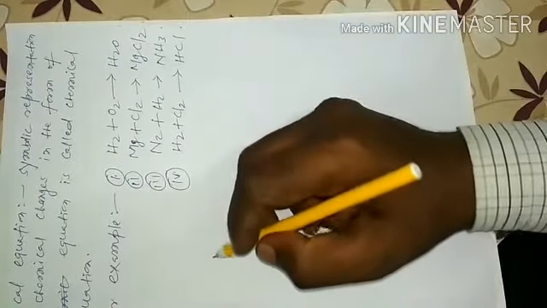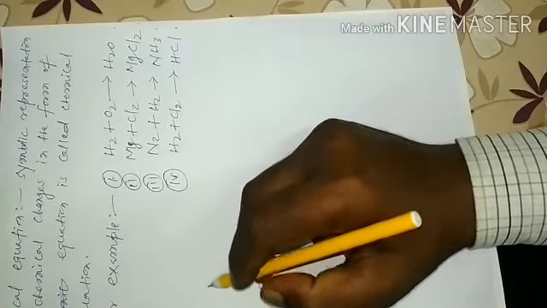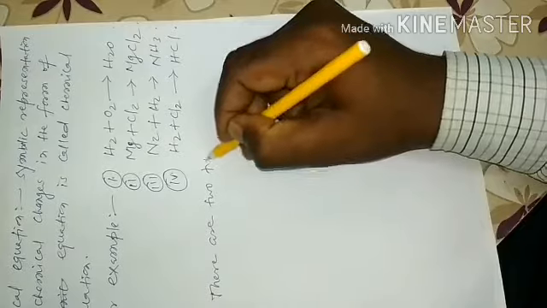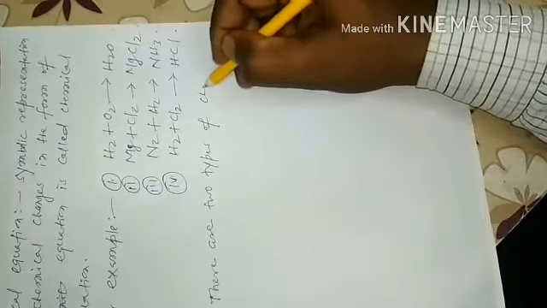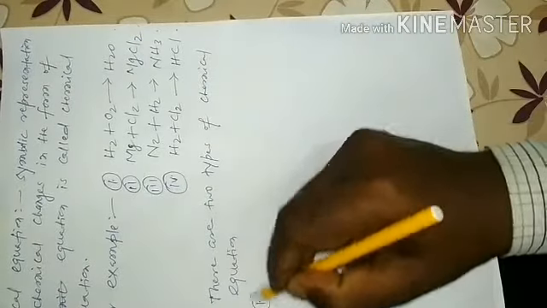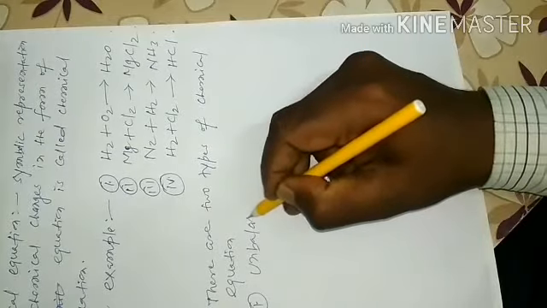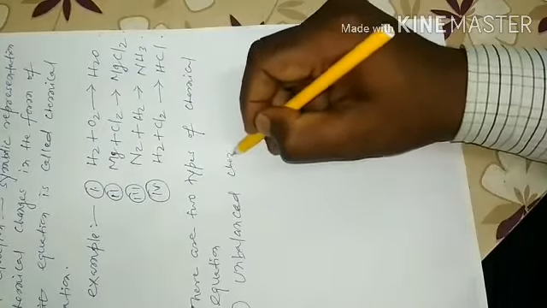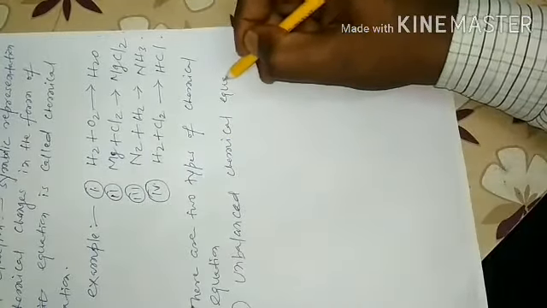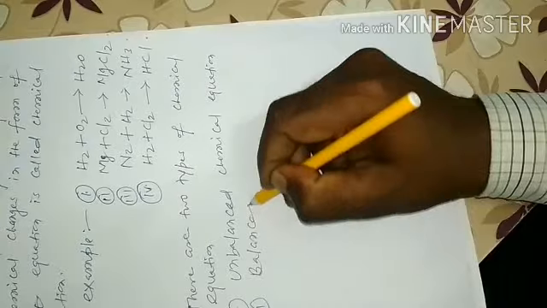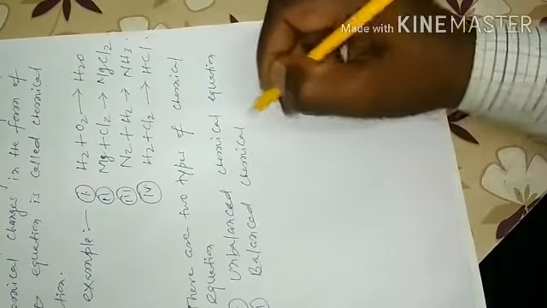Now we are going to write about the types of chemical equation. There are two types of chemical equation. First, unbalanced chemical equation. Second, balanced chemical equation.